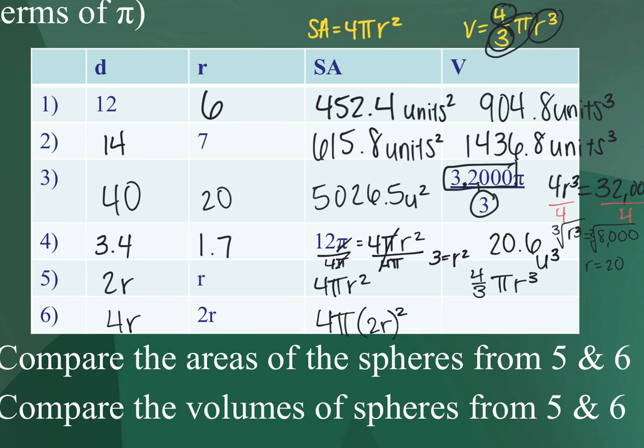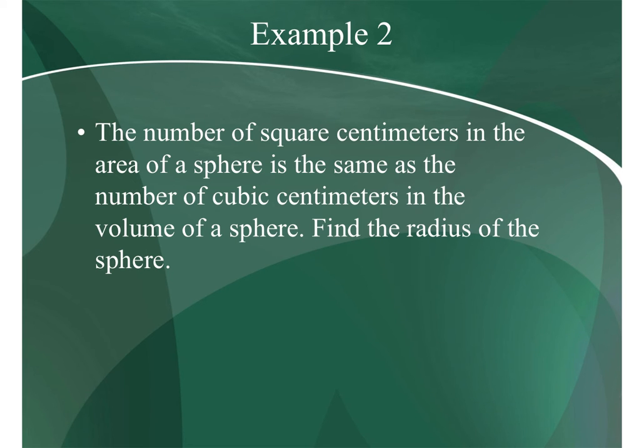And our volume would be 4/3 times pi times 2r cubed. So you don't solve it? No, not for this one. The number of square centimeters in the surface area of a sphere is the same as the number of cubic centimeters in the volume of the sphere. Find the radius of the sphere, okay?